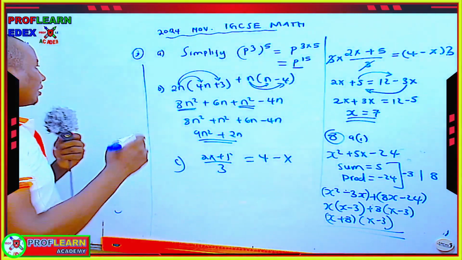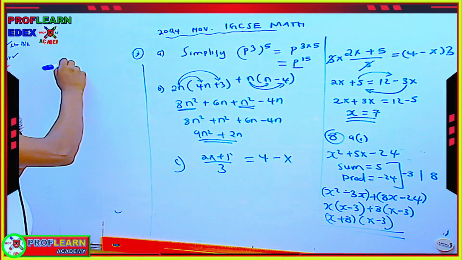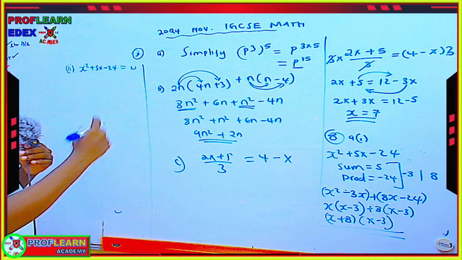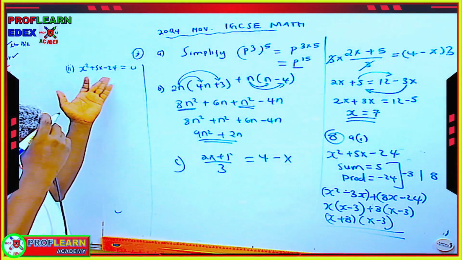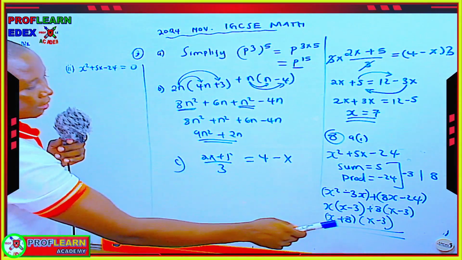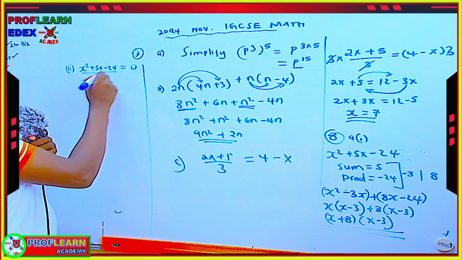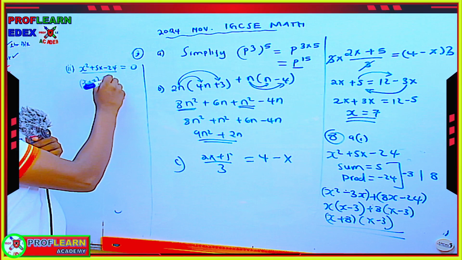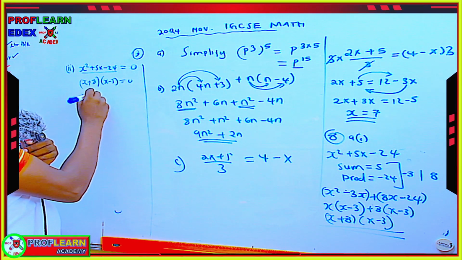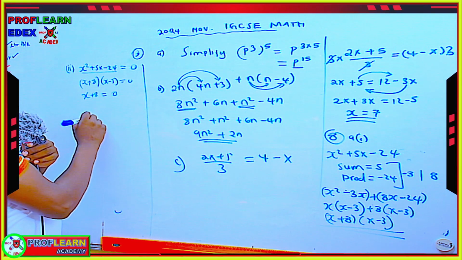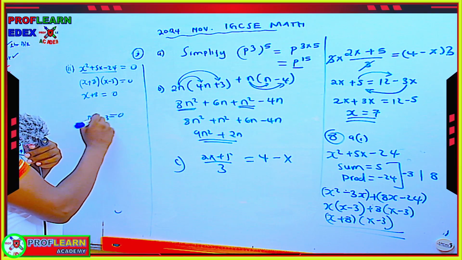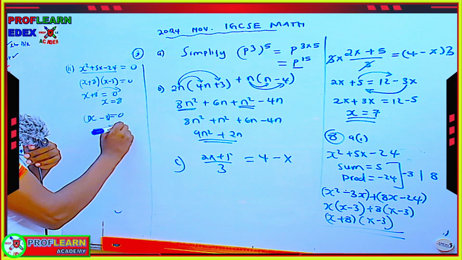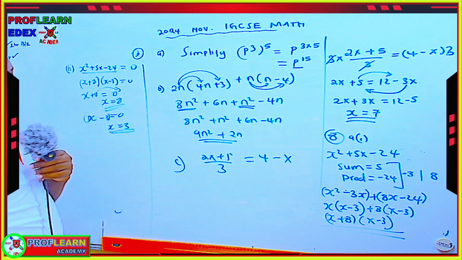So once you have done that, I've told you the next question, in Roman 2, was to solve x squared plus 5x minus 24 equals 0. So you see, whatever we factorize is exactly the equation they formed. So this expression is the same as x plus 8, x minus 3 equals 0. So x plus 8 will be equal to 0, or x minus 3 equals 0. Then this will go on the other side: x is going to be negative 8, and x is going to be 3 on the other side.